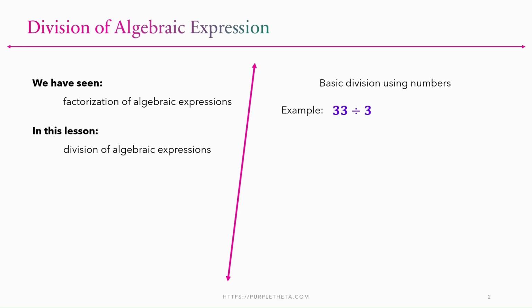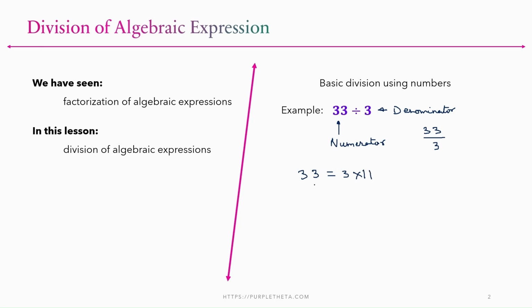Let us take a simple example. Here we are dividing 33 by 3. Here 33 is a numerator and 3 is a denominator. And this can be written as 33 upon 3. Here we will write 33 in such a way that we can separate out 3 from it. So we will write 33 as a multiple of 3. 33 is equal to 3 multiplied by 11, right?